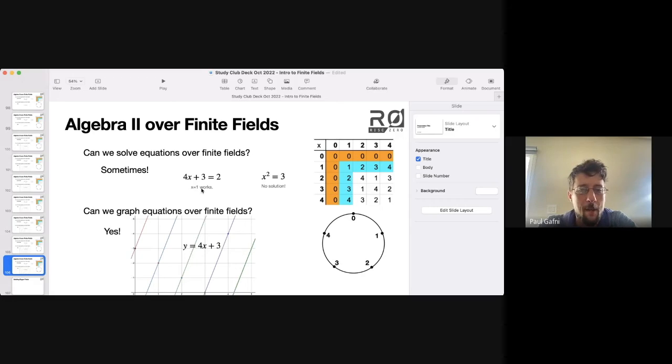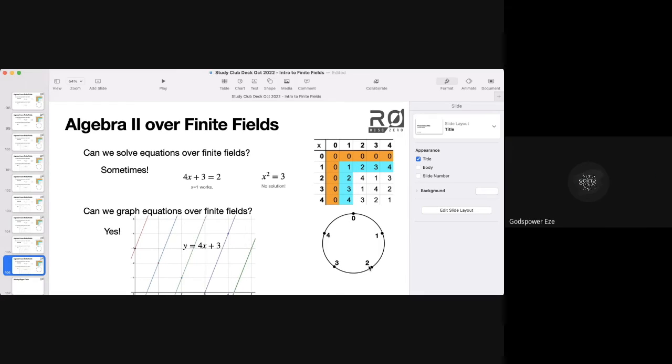Yeah, sure. So if I plug in x equals 1, then I get 4 times 1, which is 4. And then I add 3. And on this clock, 4 plus 3, if I start here and count around 1, 2, 3, then it works. Yeah, I wasn't thinking of it as modular arithmetic. I just thought it was normal. Yeah, thank you. That makes sense.